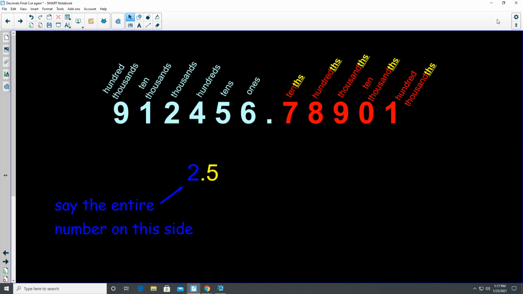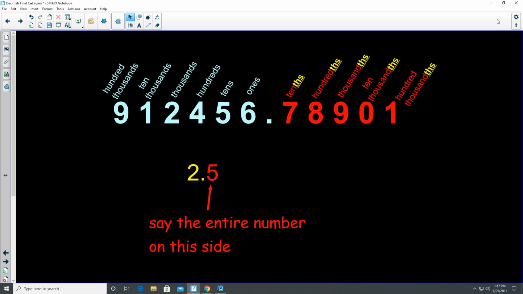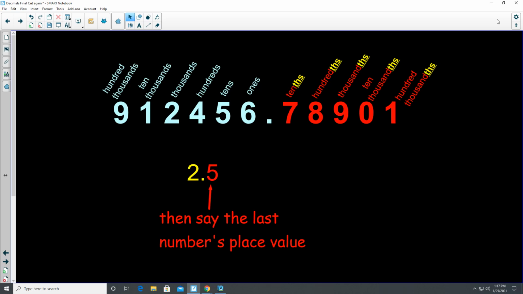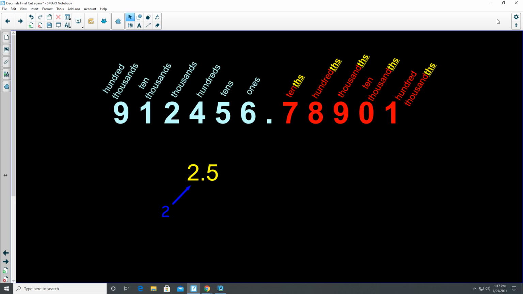Here are the steps. Say this entire number on this side. Now, instead of saying point, we'll say and. Then we're going to say the entire number on this side. And then we're going to say the very last number's place value. So here's what I mean here. We're going to say that entire number on the left is 2. In the middle, we have and. The entire number on the right is 5. And the 5 is in the tenths place. So our final answer is 2 and 5/10. Written in English, 2 and 5/10. But let's keep it this way because it's easier and shorter.